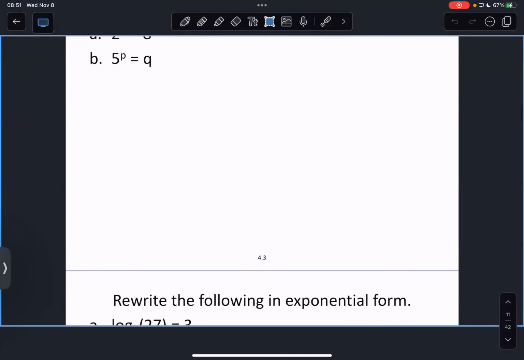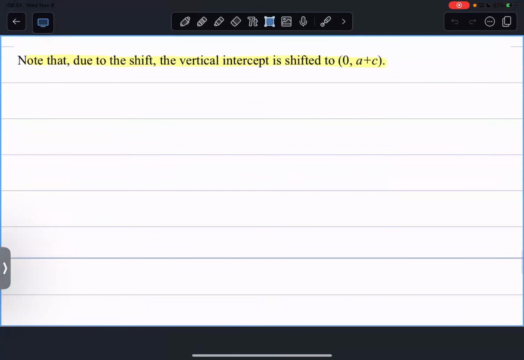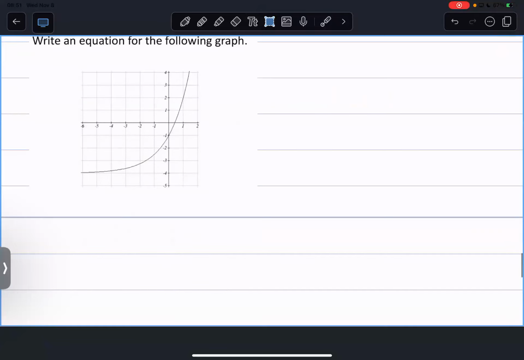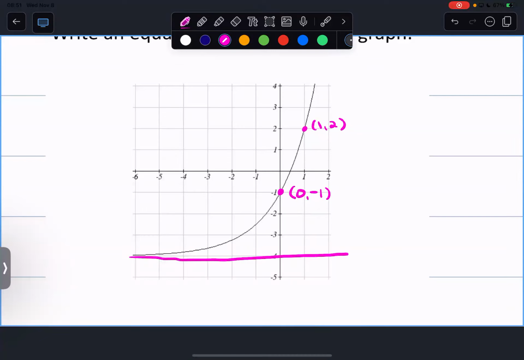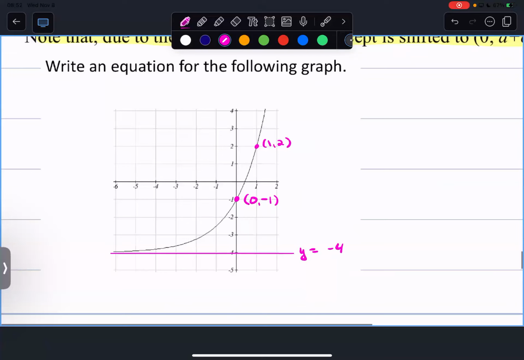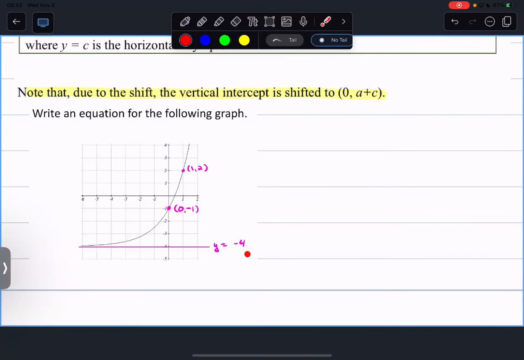We're going to write an equation for this graph. So what we can do is, we have our go-to move, which is to first identify what the y-intercept is. It's at negative 1. When x is 1, looks like we're at 2. So here we're at 1, 2, and here we're at 0, negative 1. But we also see that the horizontal asymptote looks like it's at y equals negative 4, which tells me that we've moved down 4.